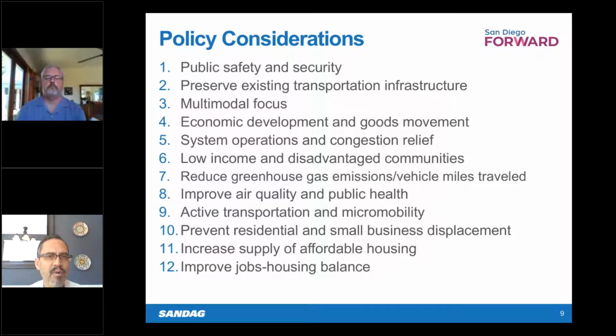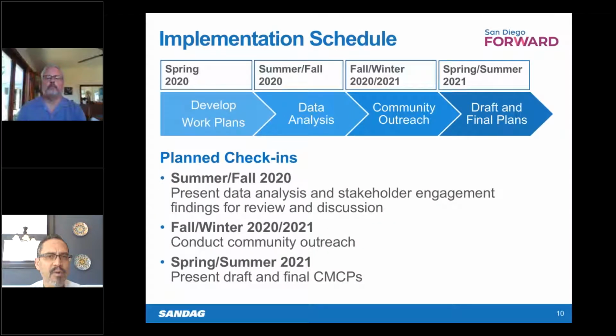Next slide. This is my last slide. This kind of gives an overview of the process moving forward.